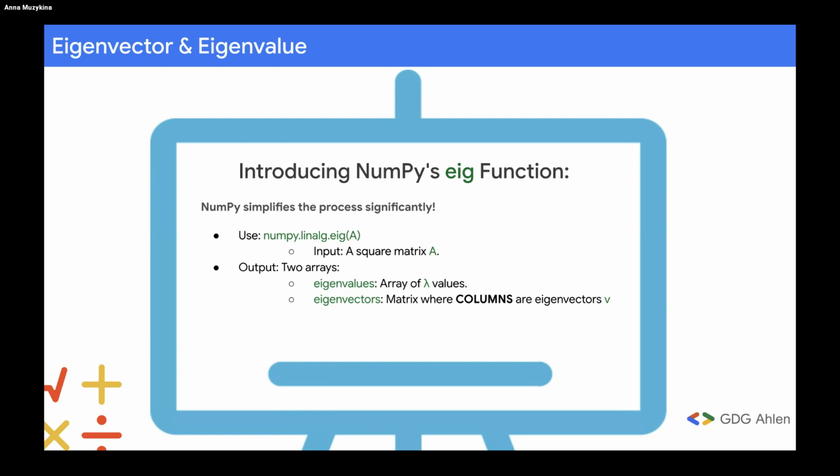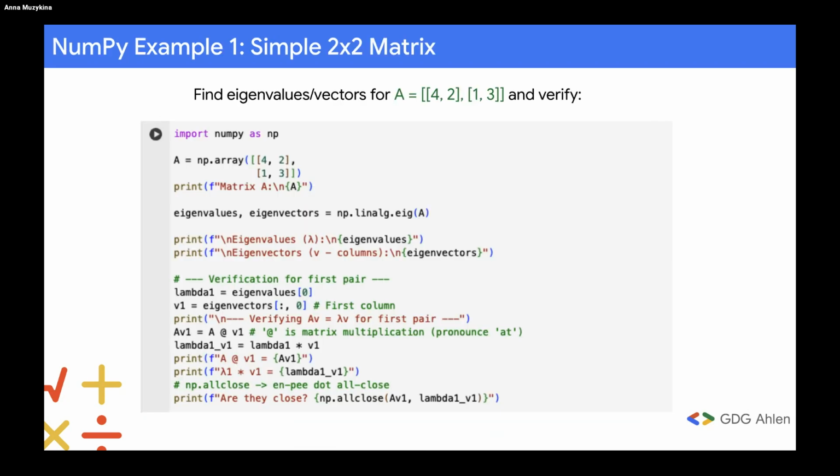It's crucial to remember that the eigenvectors are arranged as columns in this output matrix. So let's see np.linalg.eig in action with our first example. We will use a simple 2 by 2 matrix A, where the first row contains the elements 4, 2, and the second row contains the elements 1, 3.